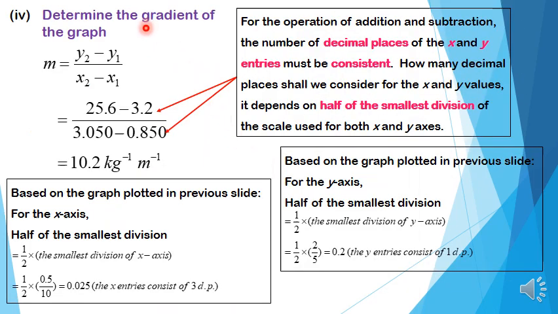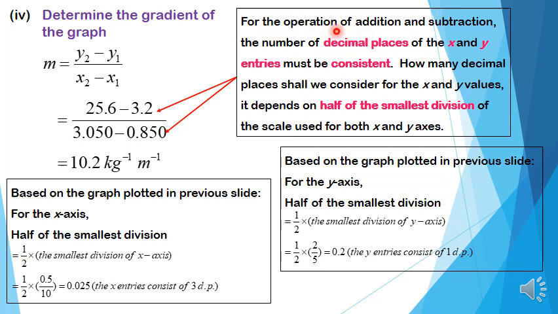Roman 4. Determine the gradient of the graph. The formula of the gradient is given by y2 minus y1 divided by x2 minus x1. y2 and y1 are the y coordinates of the triangle of gradient, whereas x2 and x1 are the x coordinates of the triangle of gradient. When we want to substitute the values of y and x, how many decimal places should we write for each of the entries here? Let's continue.